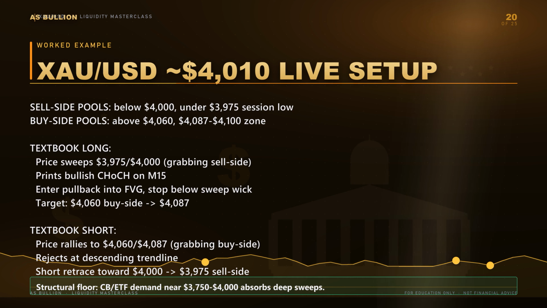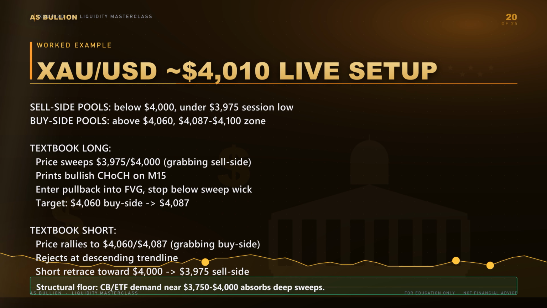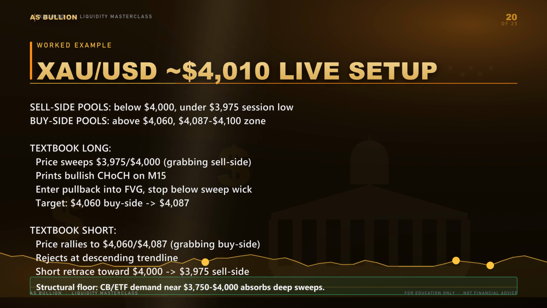A textbook long setup. Price sweeps 3,975 or 4,000, grabbing sell side. It prints a bullish change of character on the 15-minute, and you enter the pullback into the fair value gap with a stop below the sweep wick, targeting the buy side at 4,060, then 4,087.